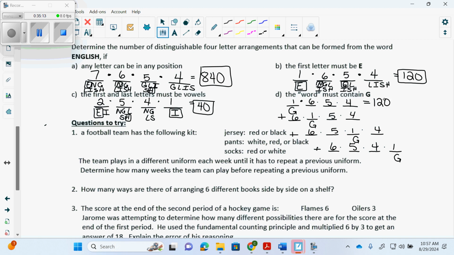So you could actually go 120 plus 120 plus 120 plus 120 and show all the steps, and it's totally fine. Or you can say, hey, every case is going to result in 120. G can be in 4 spots, right? So I'm going to get 4 different cases. So I could just go 120 times 4, and that's completely acceptable to say 480.